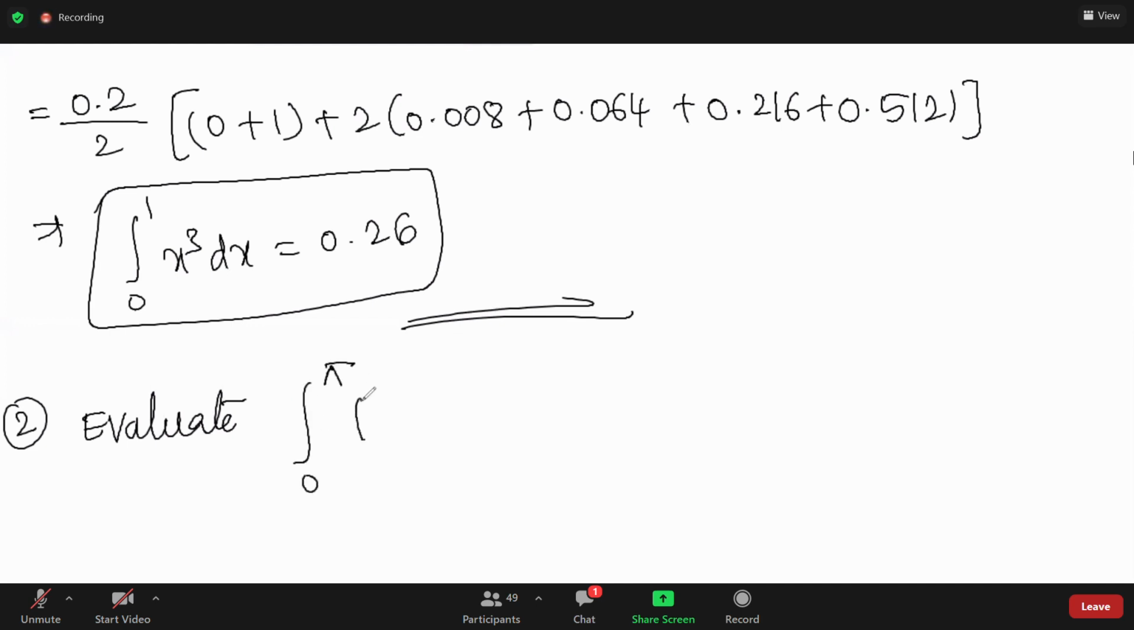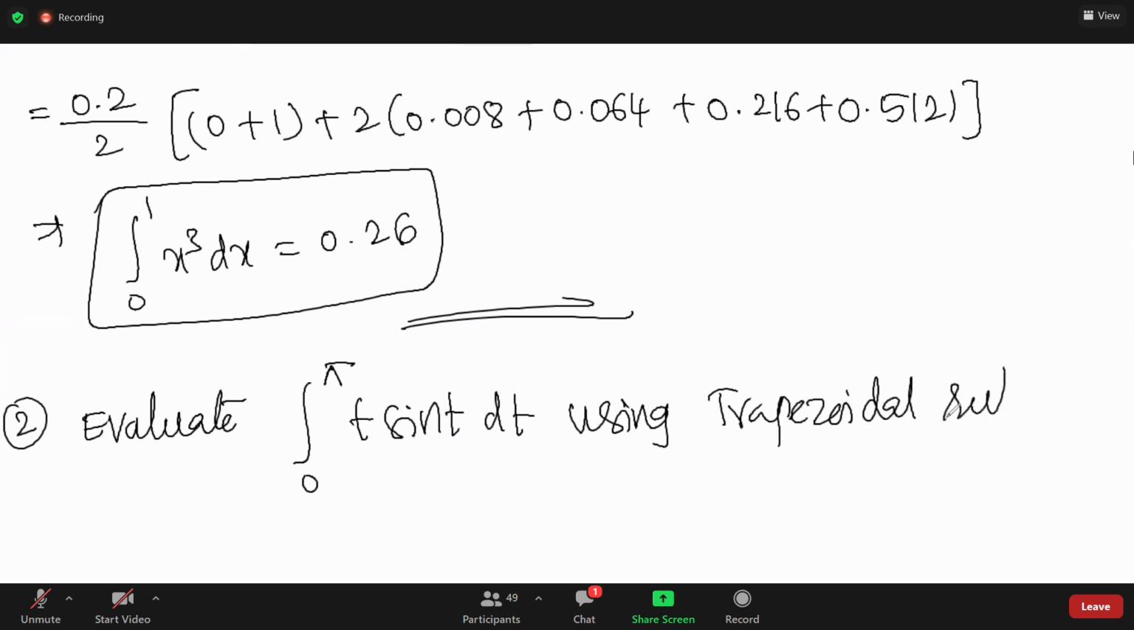Evaluate integration from 0 to pi of t sin t dt using the trapezoidal rule. In this problem, the number of subintervals is not given. So in this case, we have to take minimum 6, 6 or 7 or 8. We have to take a large number of intervals for accuracy of the result. So take n is equal to 6.